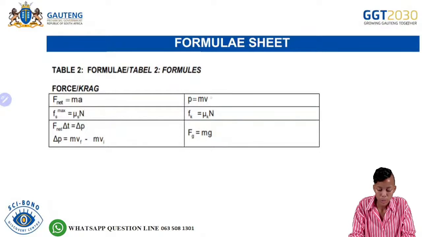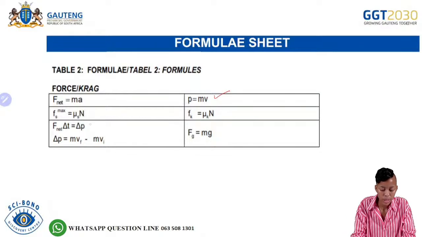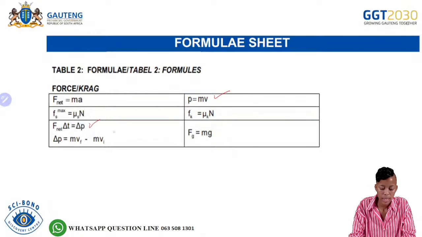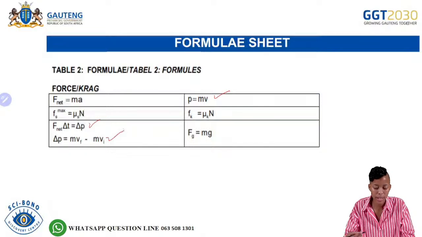So we are going to be using this one, which is the one that we just learned about now, P is equal to mv. And then we're also going to be using this one, F net times change in time is equal to the change in momentum. And then again, we'll be using this one as well to calculate the change in momentum. So just make sure that even in class your teacher gives you the formula sheet, so that whenever you are doing calculations, you can always refer to it, and that you get used to using it, so that it will help you also to remember when you get to the examination.